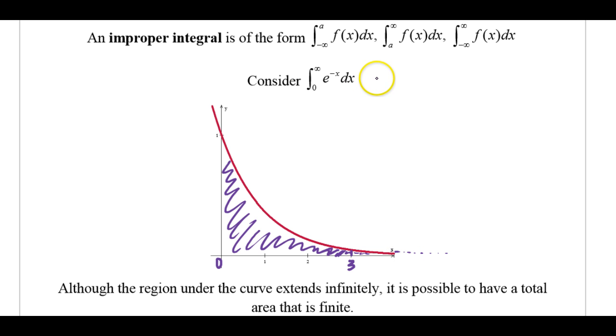And that's going to be the focus of what we're looking at today: when these improper integrals do have a finite answer, or when there's just too much area we're trying to add and we end up with positive or negative infinity as the result.